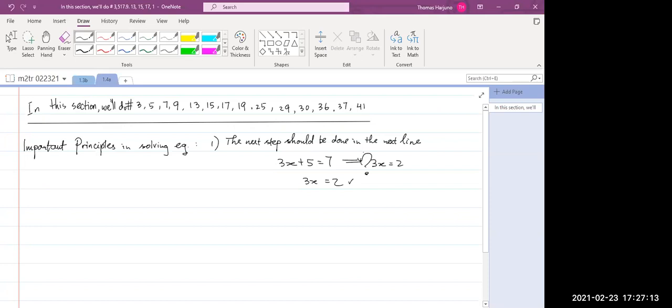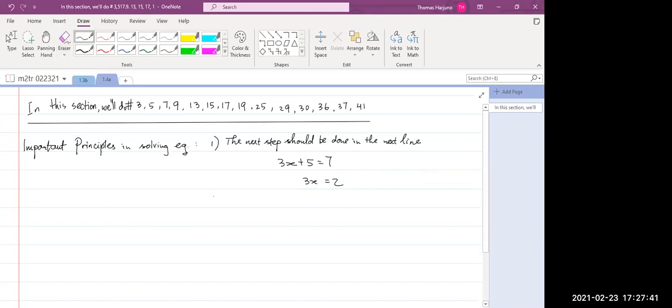Okay, I don't really want to penalize this for something minor, but the thing is, this minor thing that we all call minor turns out to be the cause of a lot of people's mistakes. Okay, that's one. And on the other hand, it's also a lot harder to read when it gets more complicated. Now, that's the first principle. The next step should be done in the next line.